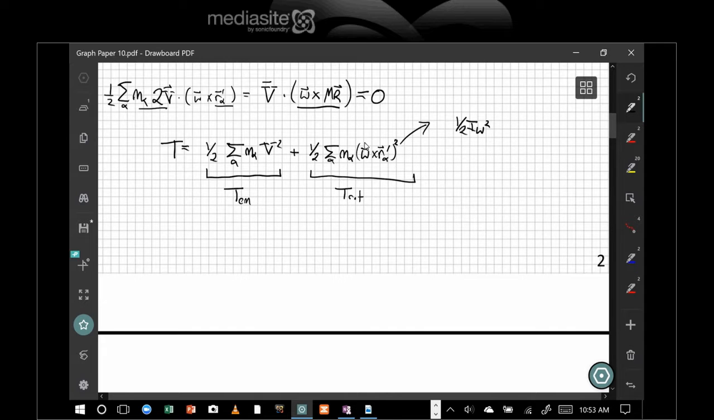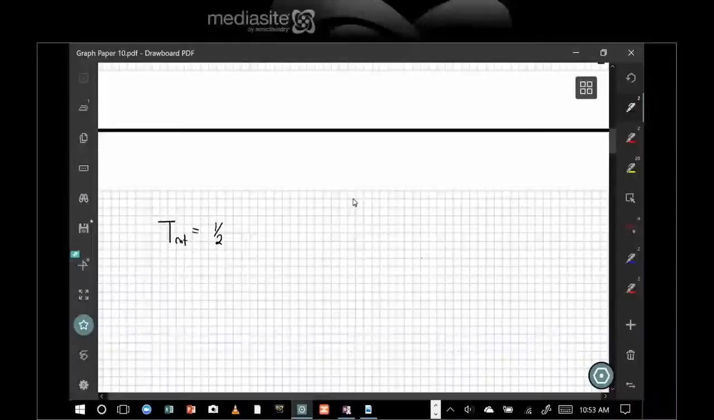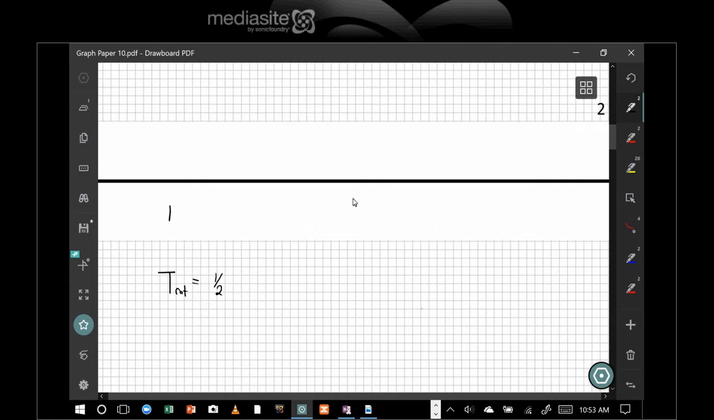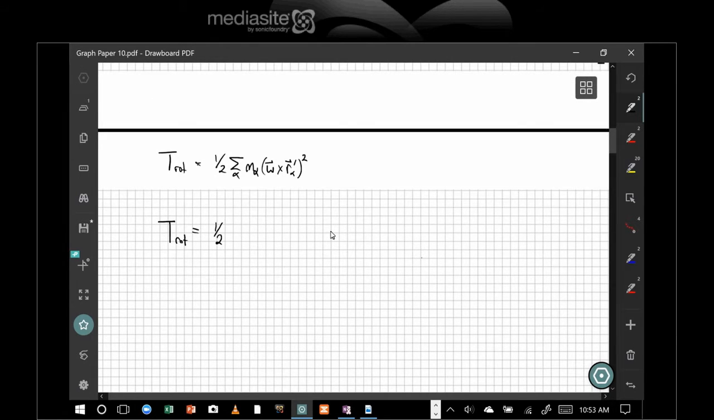What I can show, and I'm going to show this in class, and this is also done in the book, is that I can represent this term here. Again, let me rewrite it. The rotational term looks like 1/2 sum alpha m alpha, and then omega cross r alpha prime squared, or dotted with itself. What I'm going to show in class is I can rewrite this as a new sum where I sum over the elements. Really, what I want is to write that in terms of something you recognize as the moment of inertia.